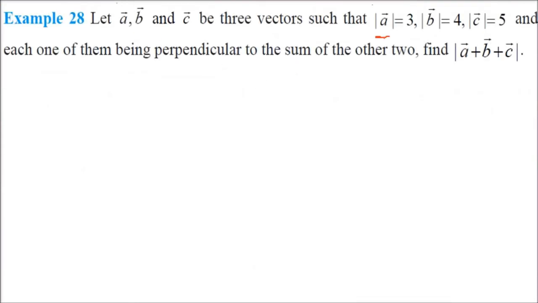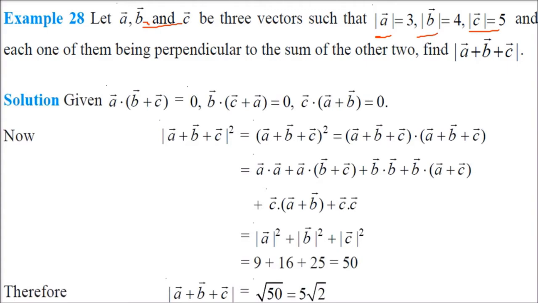Let A, B, C be 3 vectors such that the magnitudes are given, 3, 4, 5 for A, B, C, and each one of them being perpendicular to the sum of the other two. And then we have to find A plus B plus C, these vectors, and then we have to take the magnitude. So how do we do this?